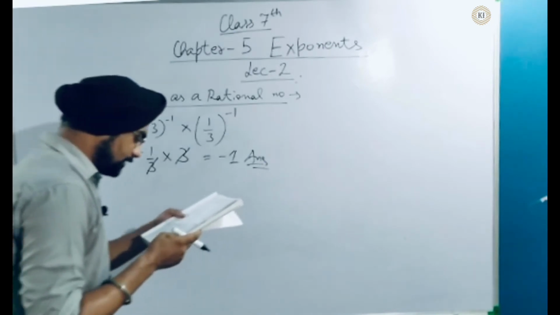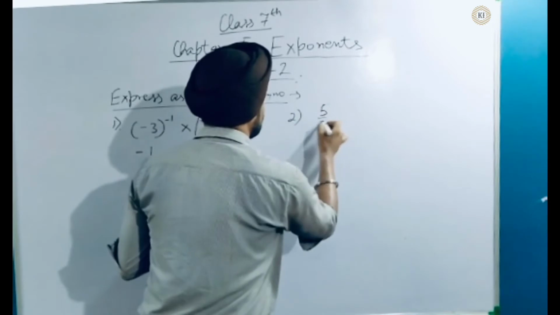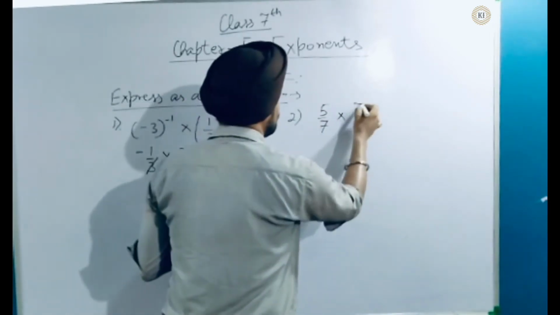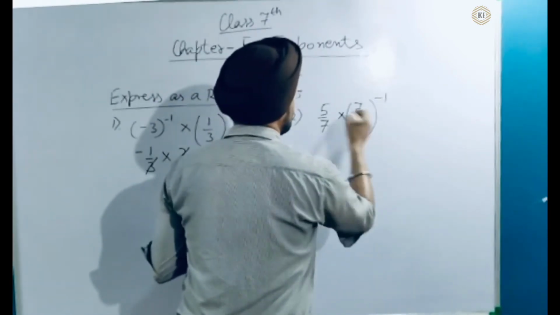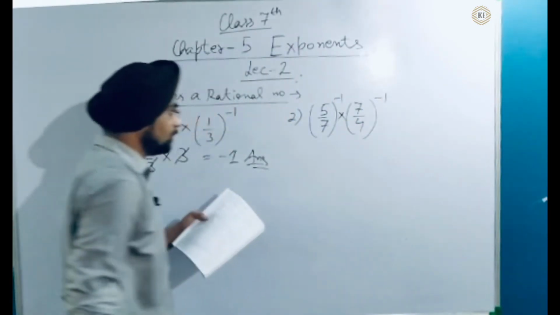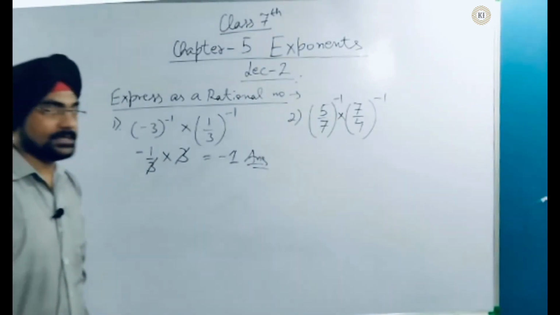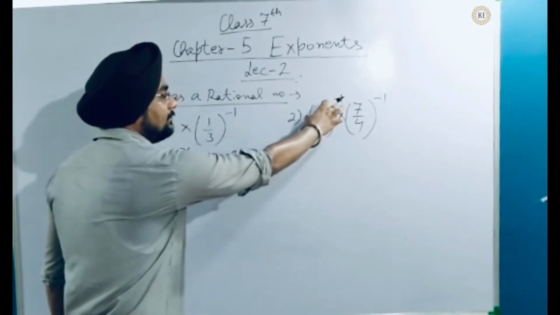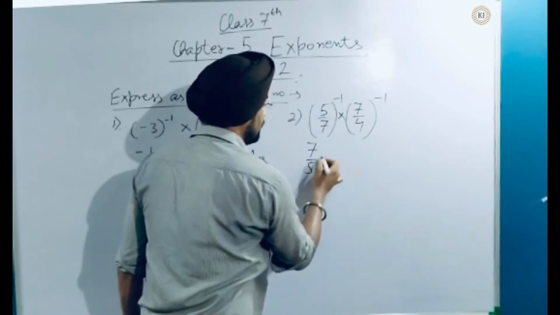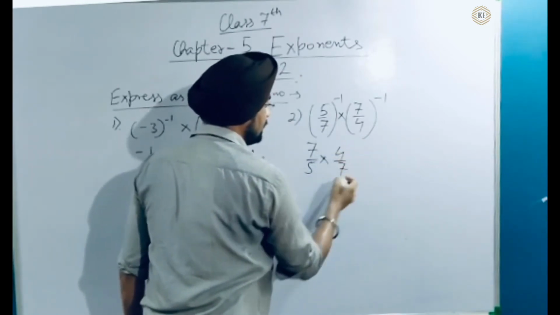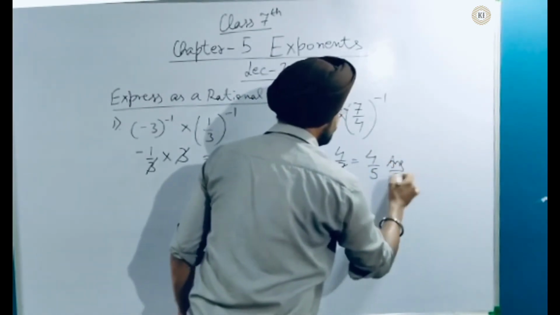Now see next question. Question number second. 5 upon 7 into 7 upon 4 to the power minus 1, this will also be minus 1. Now see, in this question we can't apply the law, because for the law the bases should be same. So we can change this negative into positive by simply taking the reciprocal of the base. It will become 7 upon 5. This will become 4 upon 7. 7 and 7 cancelled. Answer is 4 upon 5.